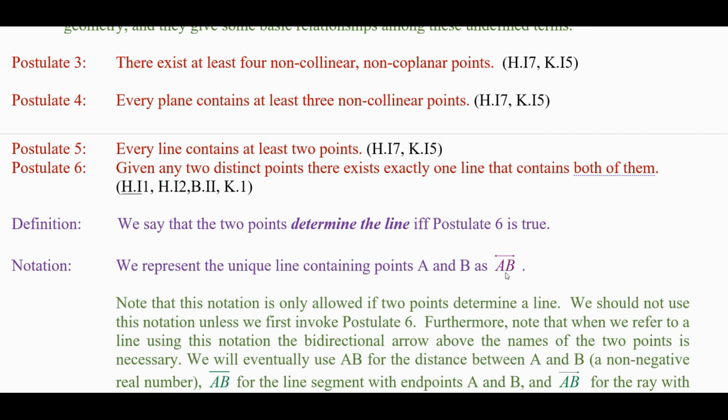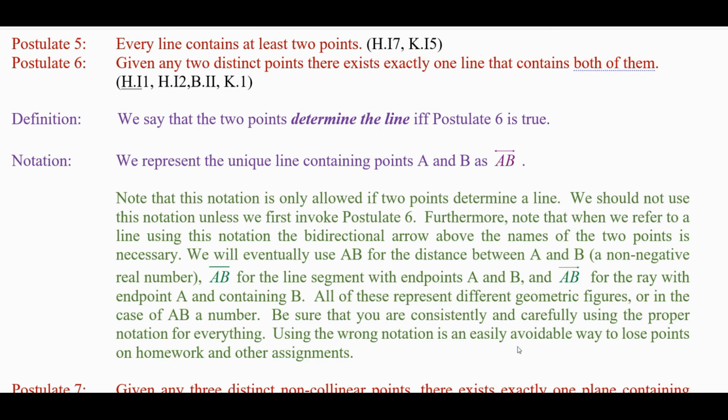Okay, we haven't gotten there yet, but we will eventually use this notation AB with the lines over it, without the arrows, to be a line segment. AB with the arrow on one end is a ray, AB containing A and B with the endpoint A. And then we'll just use AB for a number, the distance from A to B. We'll get to those concepts a little bit later, but I just want to point out right off the bat that the notation is going to be important, so we need to be careful about that.